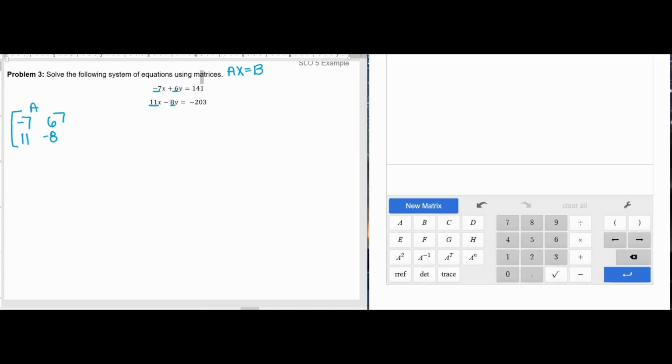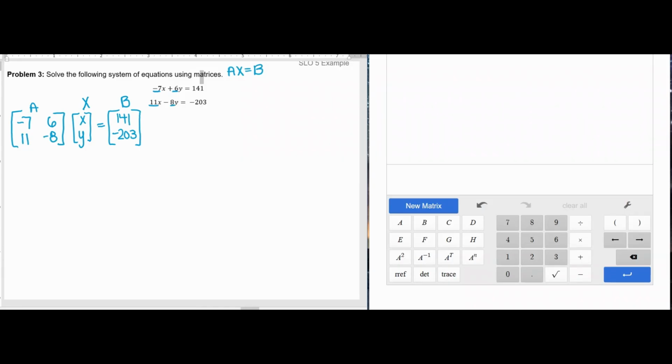So my A is a 2 by 2. X is my variable matrix. I have two variables, X and Y. I'm going to write this as a 2 by 1, so the Y is vertical underneath, not horizontal to the right. And that's set equal to B, which is our constant matrix, 141 and -203.